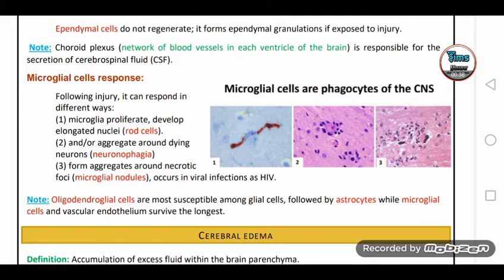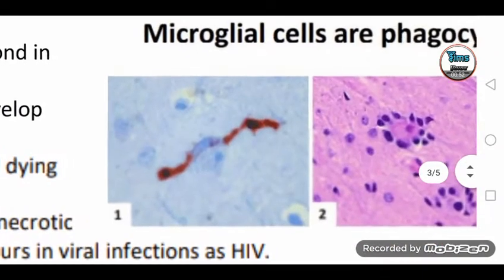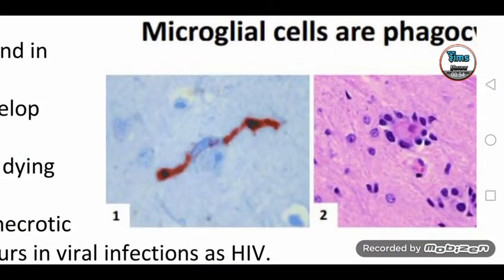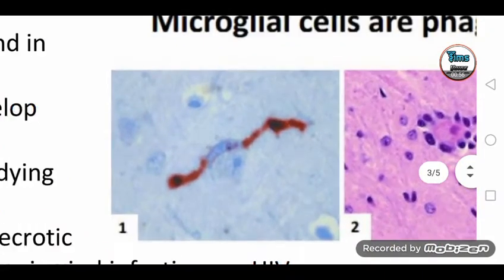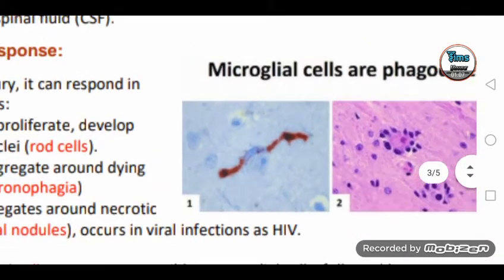First of all, microglia proliferate and develop elongated nuclei, and then we call them rod cells. So they are rod-shaped cells, a little bit elongated, as we can see in this first microscopic picture. Okay, the microglial cell is more elongated than normal, with elongated nuclei, and that's how we know that this tissue has been injured.